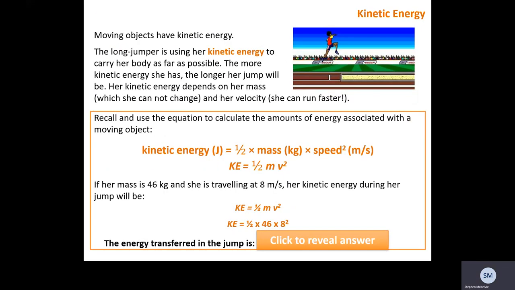Moving objects have kinetic energy. More kinetic energy generally means you've either got a larger object or a larger velocity, larger speed. K equals 1 half mv squared. Kinetic energy is 1 half times m times v squared. Squared is important and often forgotten. Do not forget.